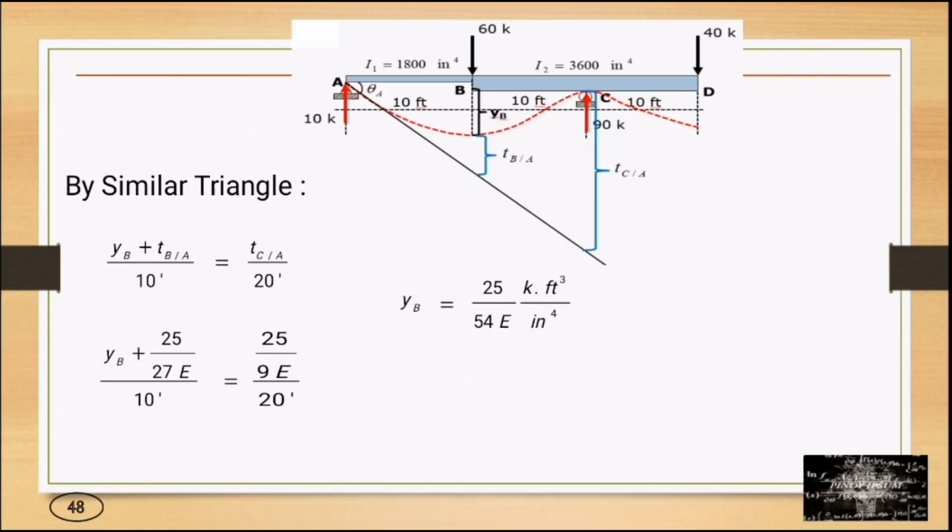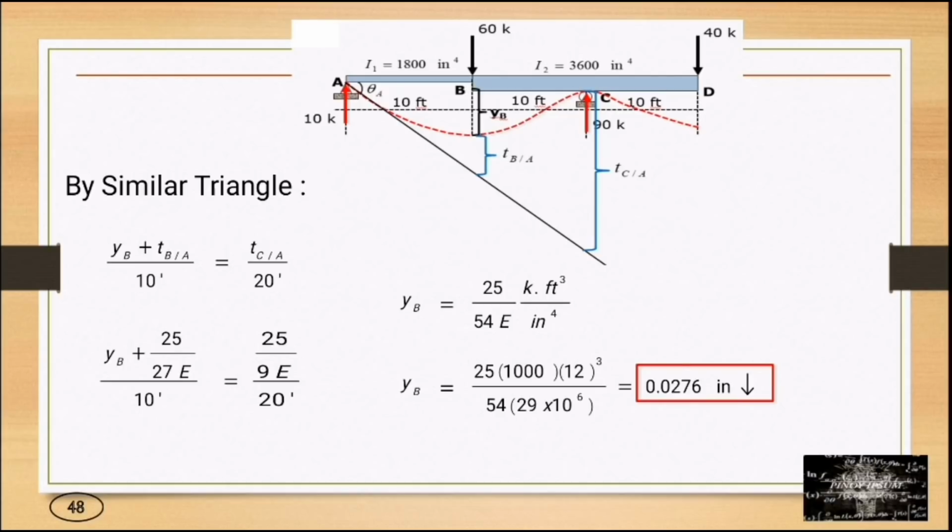Expressed in kips times feet raised to 3 over inch to the fourth, YB is equal to 25 times 1,000 times 12 raised to 3 over 54 times E, so 29 times 10 to the power of 6. So YB is equal to 0.0276 inch, downward. And this is the final answer.